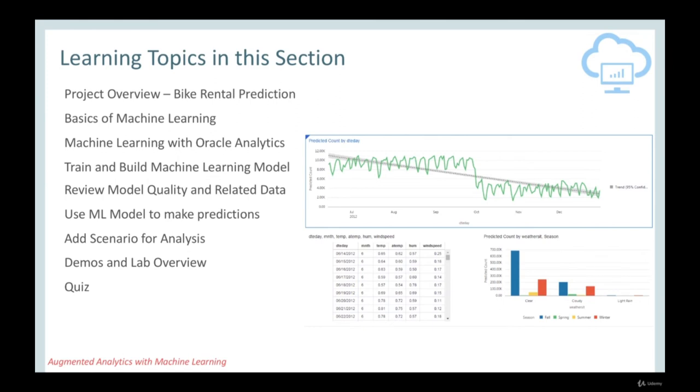Once you train the machine learning model based on the historical data about bike rental, we want to evaluate the model efficiency and score before we decide to use that model for prediction. So we will look at how to evaluate and how to view the score for the particular model. Then we will leverage the model to do predictive analytics.